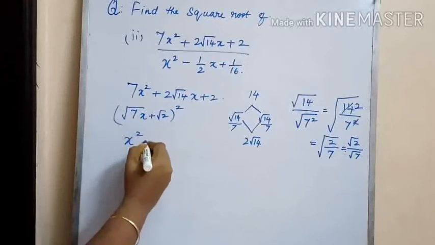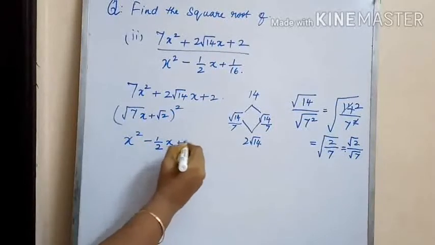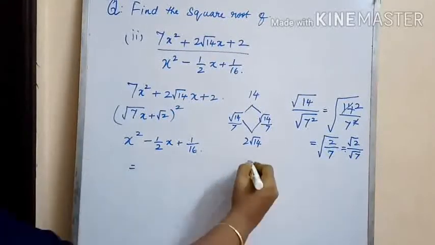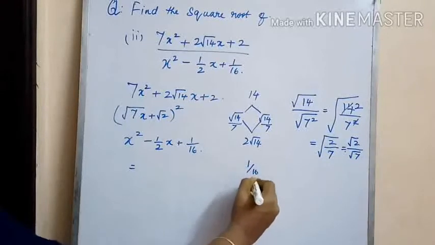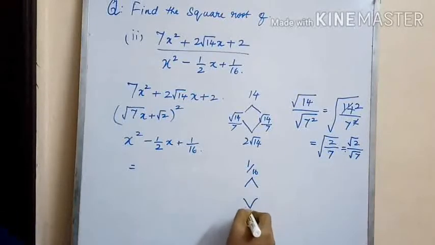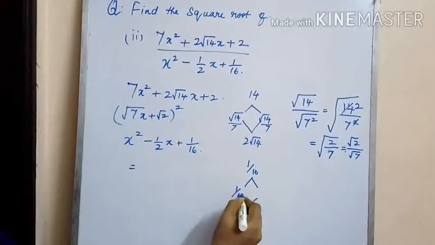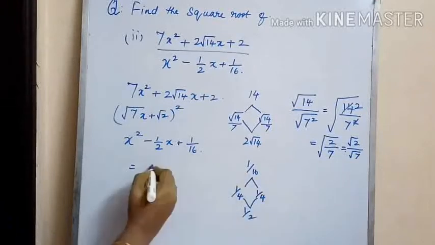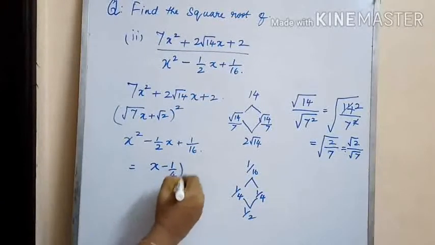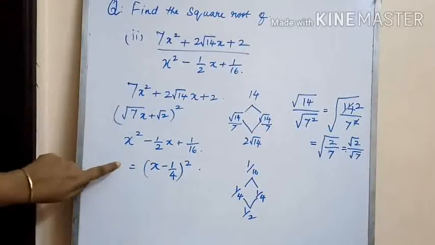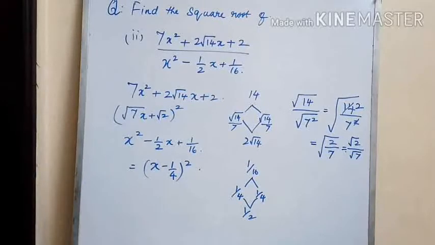In the denominator we have x squared minus 1 by 2x plus 1 by 16, which can also be factorized. The product is 1 by 16 and the sum is minus 1 by 2. So the factors can be 1 by 4 and 1 by 4. When you add you get 1 by 2 and when you multiply you get 1 by 16. So the factorization of the second polynomial is x minus 1 by 4 the whole square.